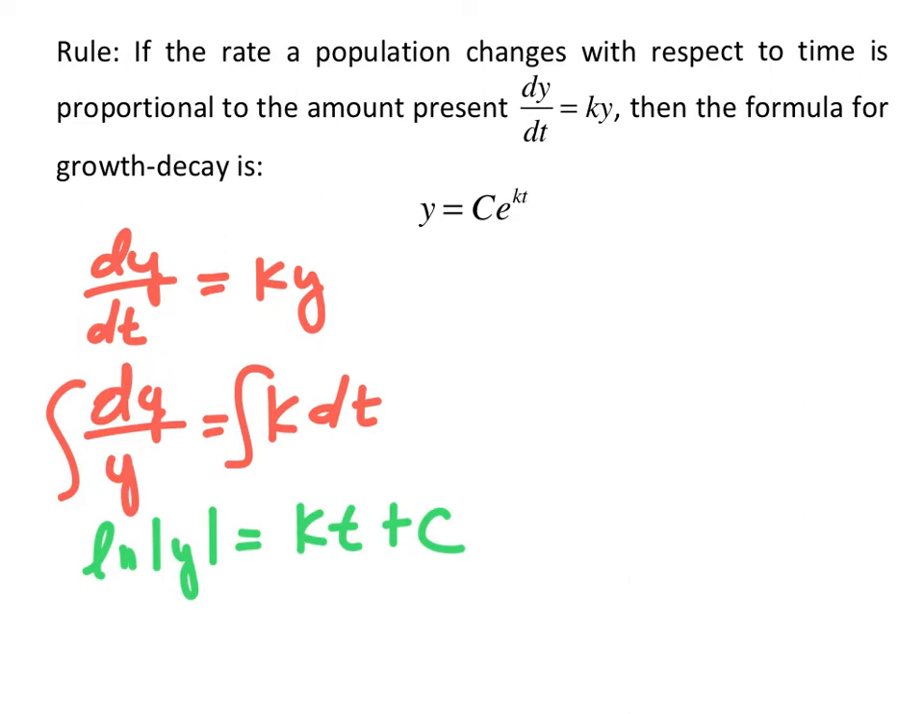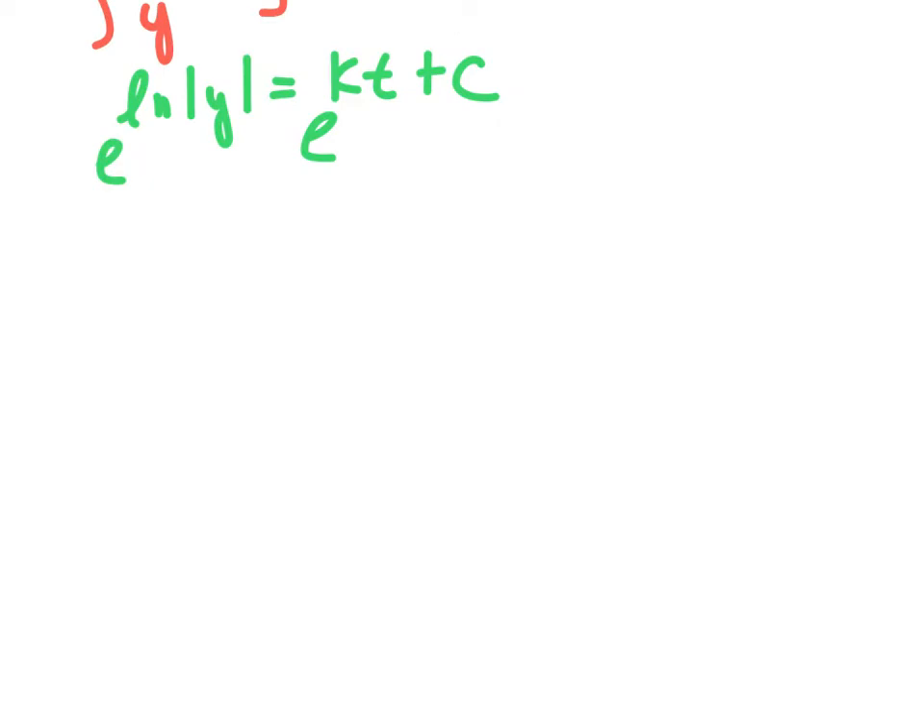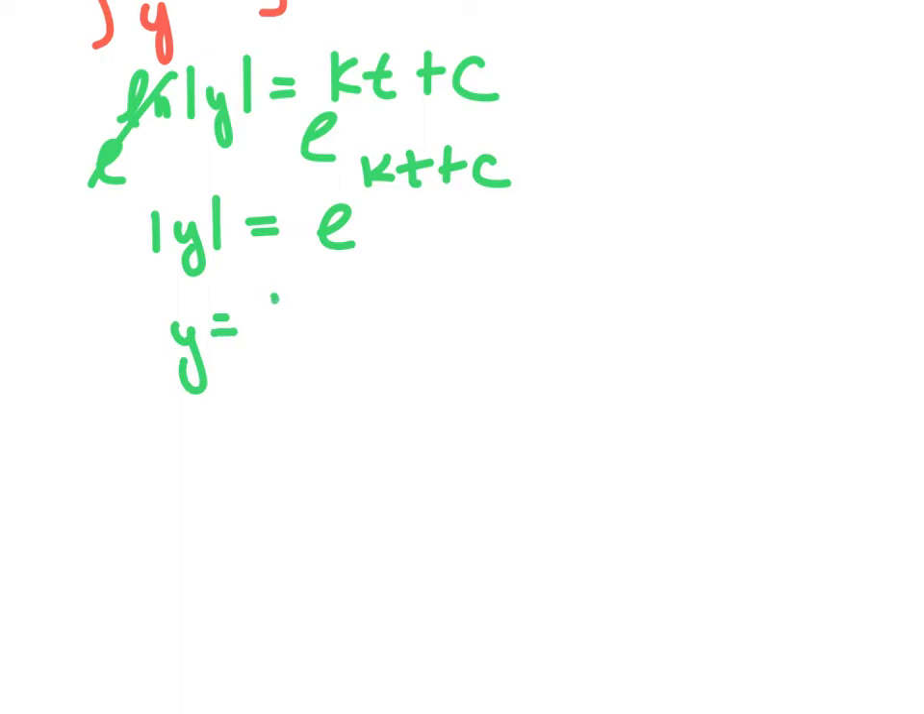Now I need to figure out what this y is actually equal to. So in order to get rid of ln, I'm going to raise each side to a power with e as the base. Then e to the ln cancels out, leaving me with the absolute value of y equals e to the kt plus C. In order to get rid of the absolute value, you just drop it and put plus or minus on the other side. But my goal is to get y equal to a big C e to the kt. And I don't quite have that yet, even though I have y isolated.